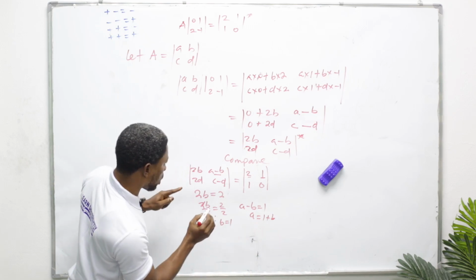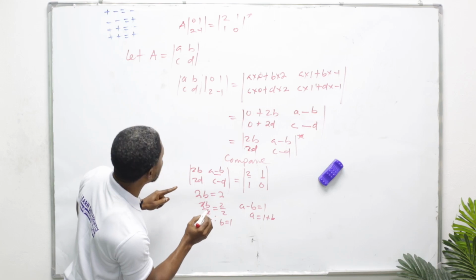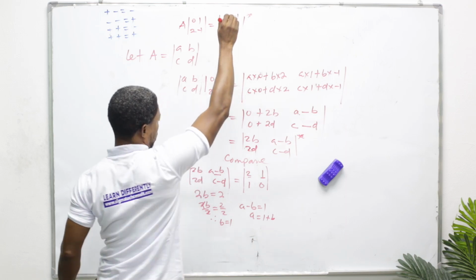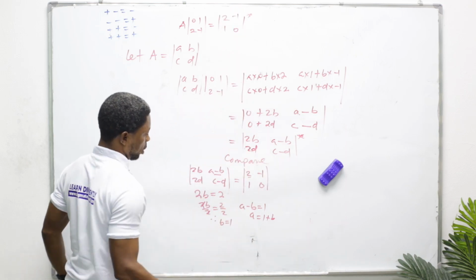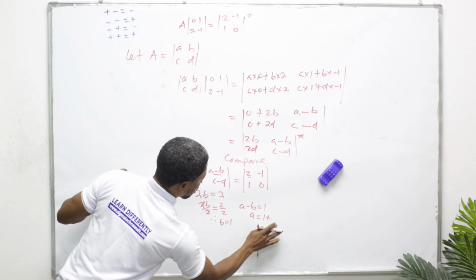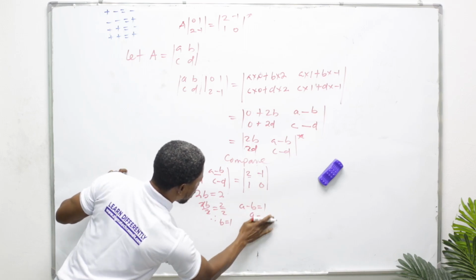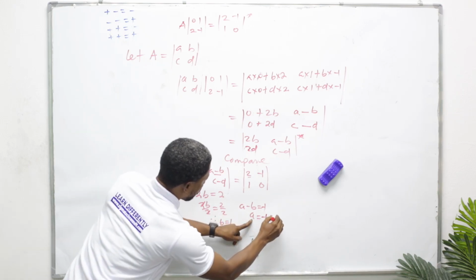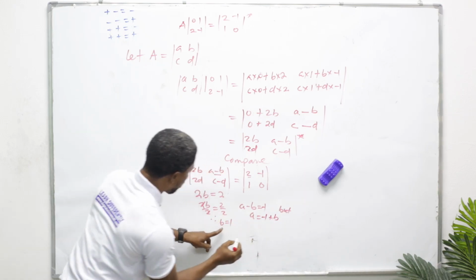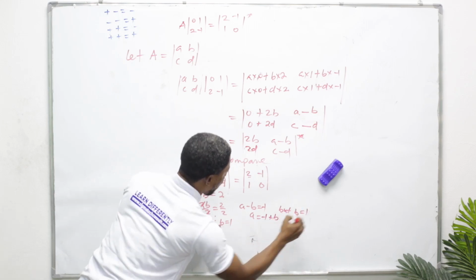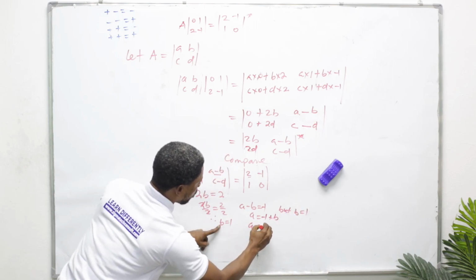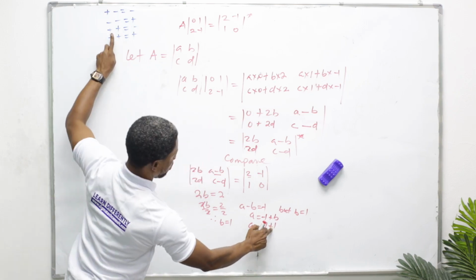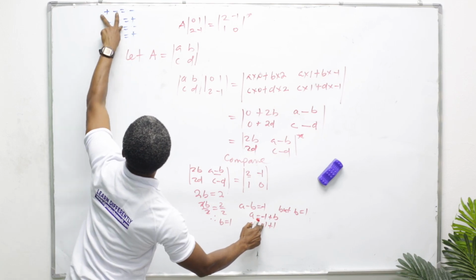Check. Let's check our question. Minus 1. Yes. Here is minus 1. So this is minus 1. So now this is going to be plus b. But you've already found b. b is equal to 1. So your a is now equal to minus 1 plus 1. Look at it. Plus, minus, plus, minus, minus.